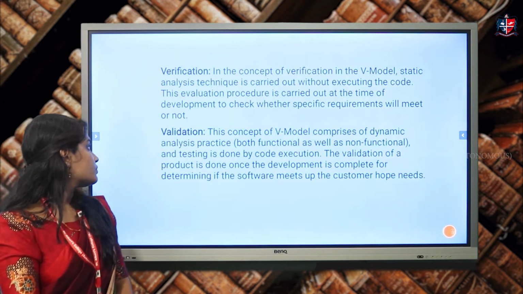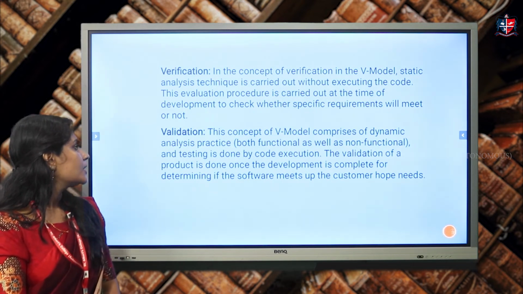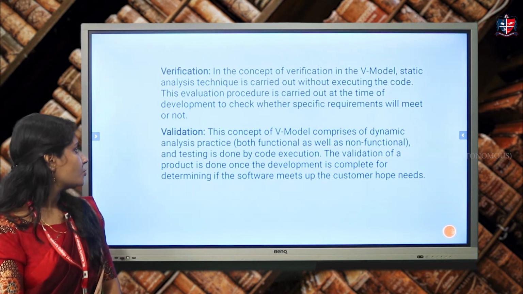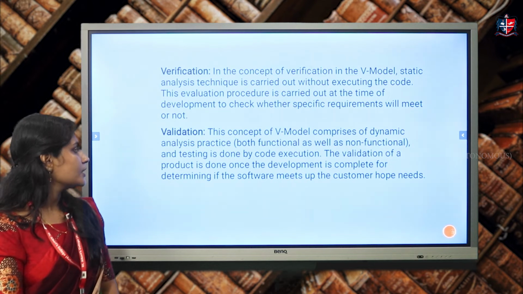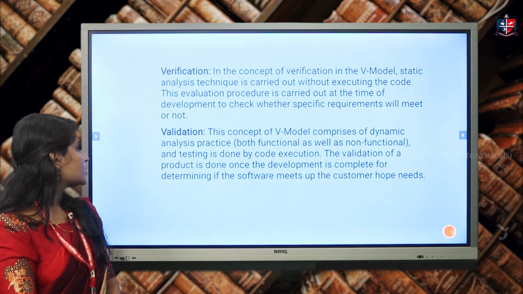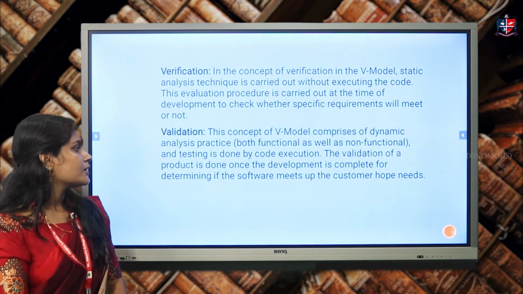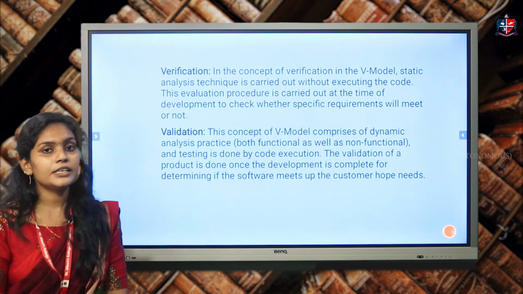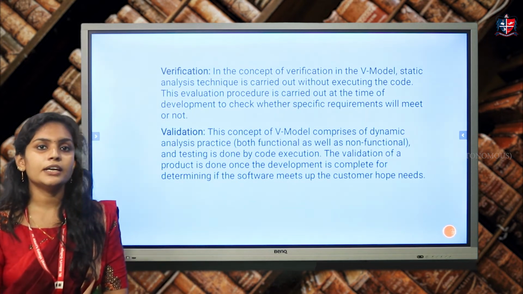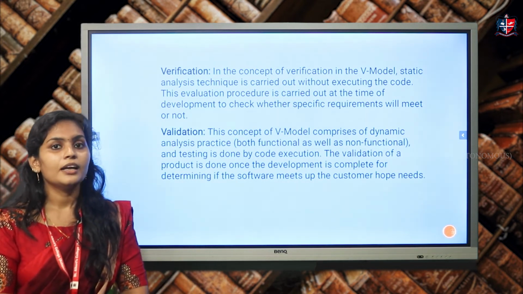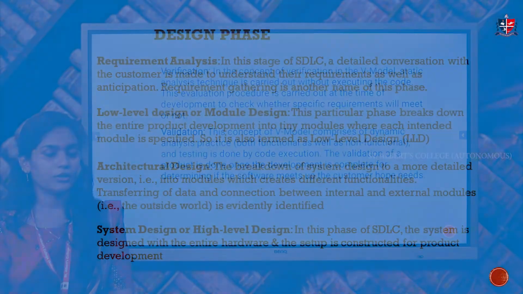The V model comprises dynamic analysis practice, both functional as well as non-functional, and the testing is done by code execution. The validation of a product is done once the development is complete, to determine if the software meets the customer's expectations or not. Validation is also done after delivering the product. That means checking whether the delivered product meets the customer's needs or not.